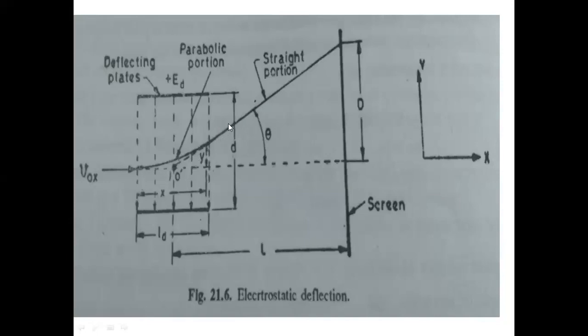Depending upon that, how much deflection is possible on the screen of the CRT will be decided. That deflection is directly proportional to the applied potential, so that is what we are going to conclude finally. The deflection obtained at the screen is directly proportional to the voltage applied on the deflection plates. We will see this derived as an equation.